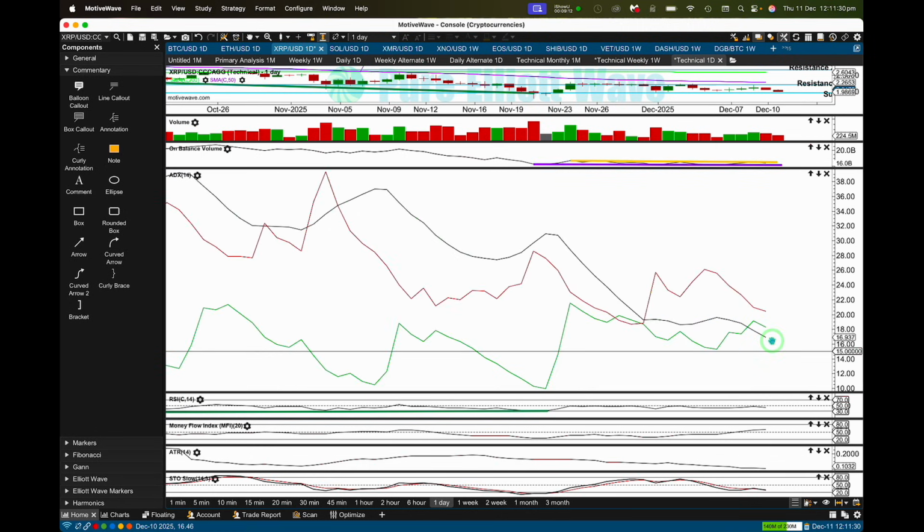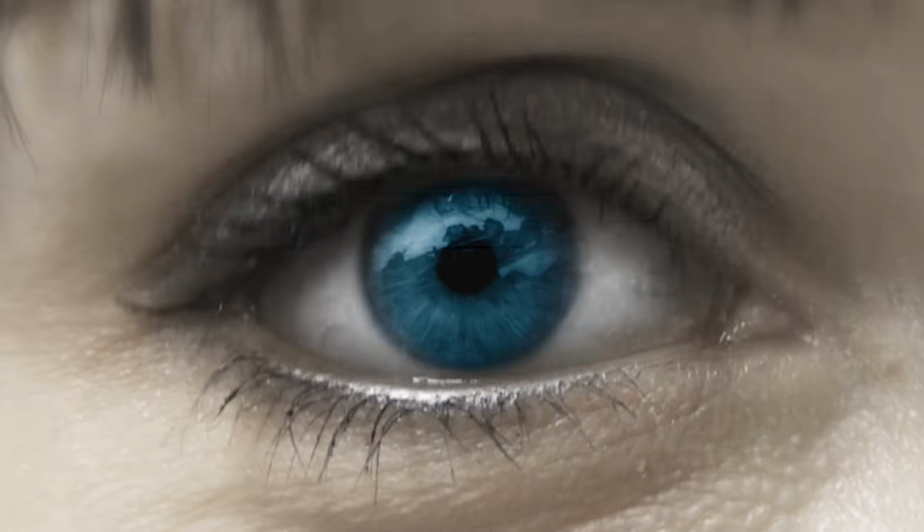At the daily time frame, while price is moving sideways, ADX is declining. No clear trend at this time frame, but still a downward trend at the weekly time frame. And as price moves sideways, ATR is declining as well.